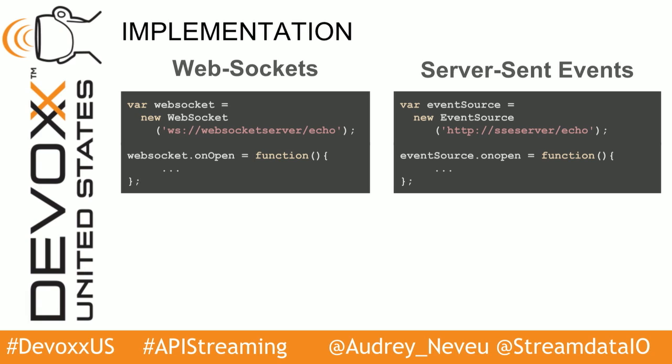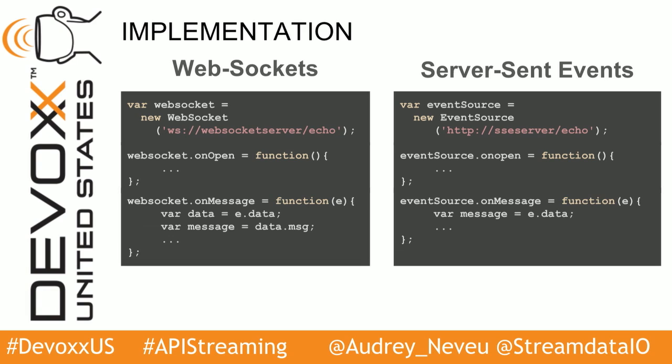The first one is onOpen, which can be very useful, especially in the WebSocket case, because opening a connection is made asynchronously, and it's really prone to error. So you might be interested in knowing that the connection has effectively been opened before trying to send data from the client to the server, for example. Then you can register to the onMessage callback.